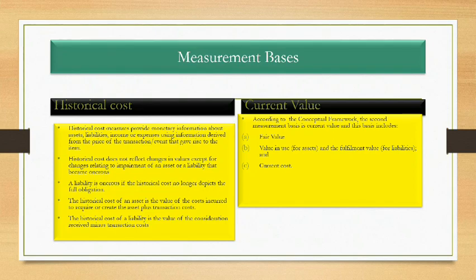So the historical cost of an asset is the value of the costs incurred to acquire or create the asset plus transaction costs. The historical cost of a liability is the value of the consideration received minus the transaction costs. Then the current value. According to the framework, the measurement basis is current value, and this basis includes fair value, value in use for assets, and the fulfillment value for liabilities, and the current costs.